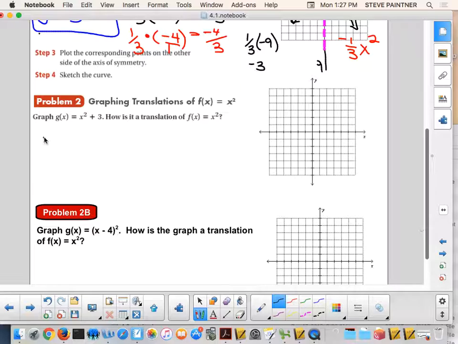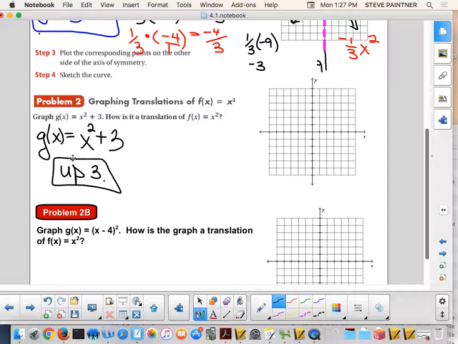g of x equals what? x squared plus 3. Which means do you take the parent right 3? Is it in parentheses? No. In parentheses, right, left. No parentheses, up or down. So this is what? Up 3. So how is it a translation of your parent? Up 3.